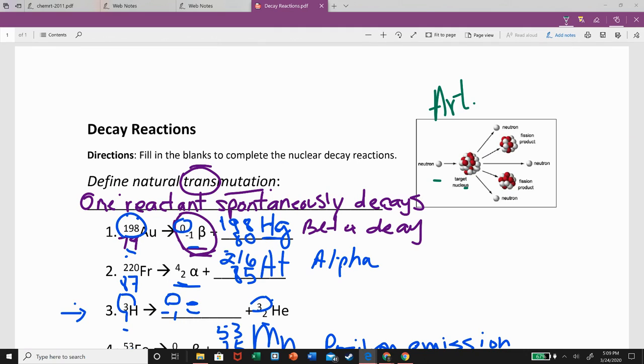And what kind of artificial? Is this normal? Is it fission? Or is this fusion? Well, I've got a neutron and I'm hitting this target nucleus and it looks like I'm making all of this stuff. So then this is splitting. This is not joining together. This looks like this is breaking apart. So then this is fission.